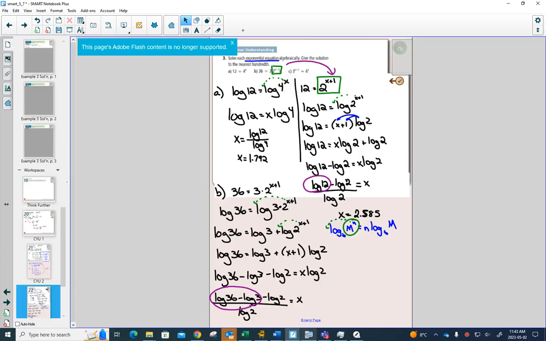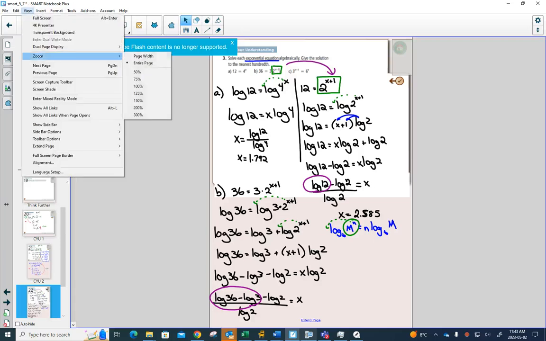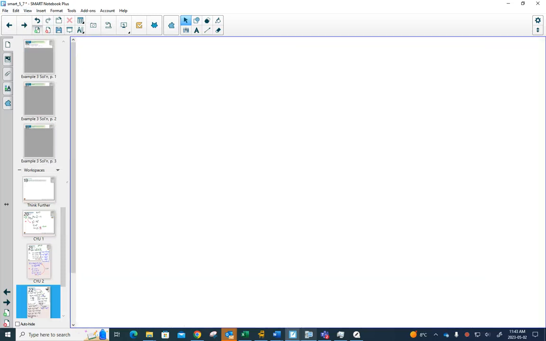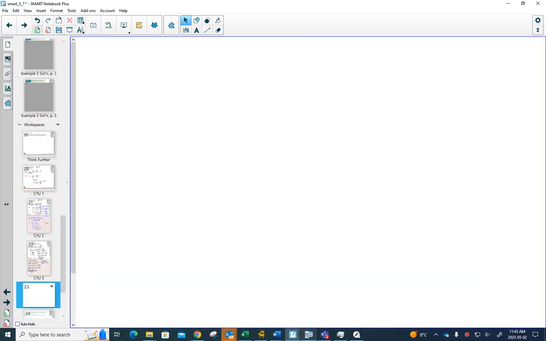Okay, we've got one more on here. And actually I'm going to do an extra one with you as well, so we're going to do 2 more examples of ones that are a little bit more complicated, where you have x's on both sides.